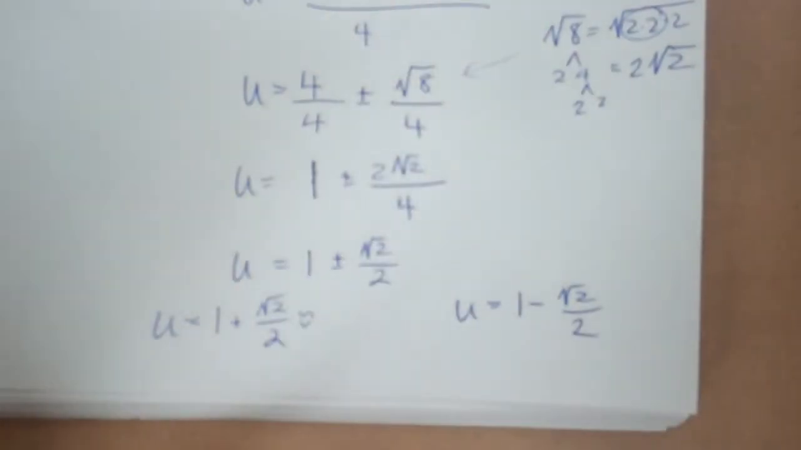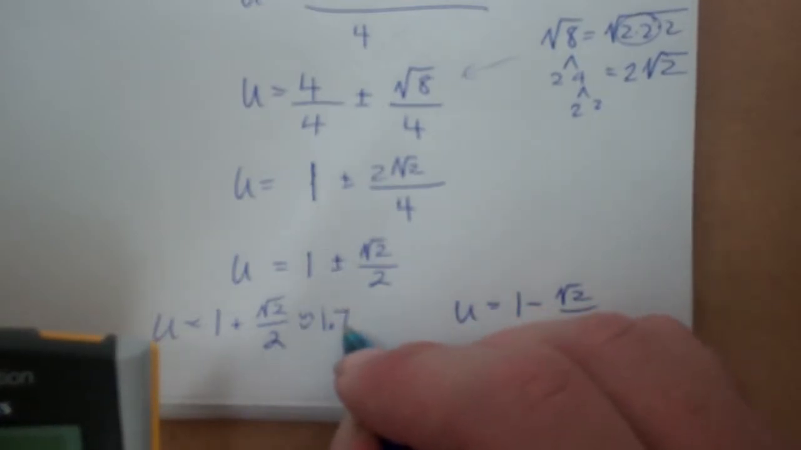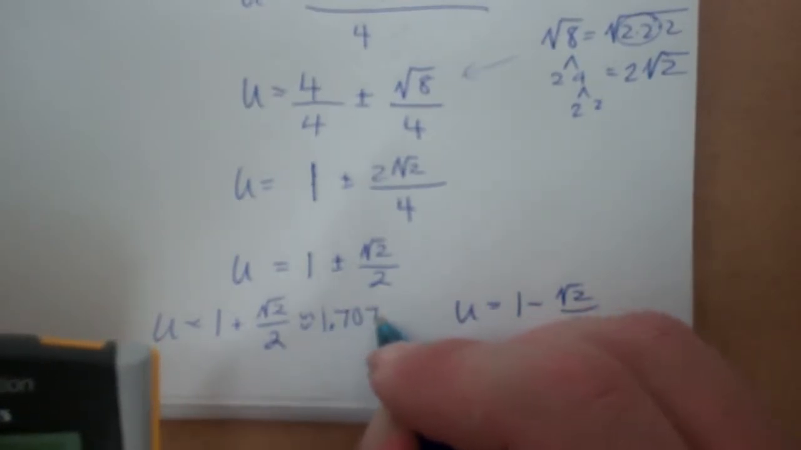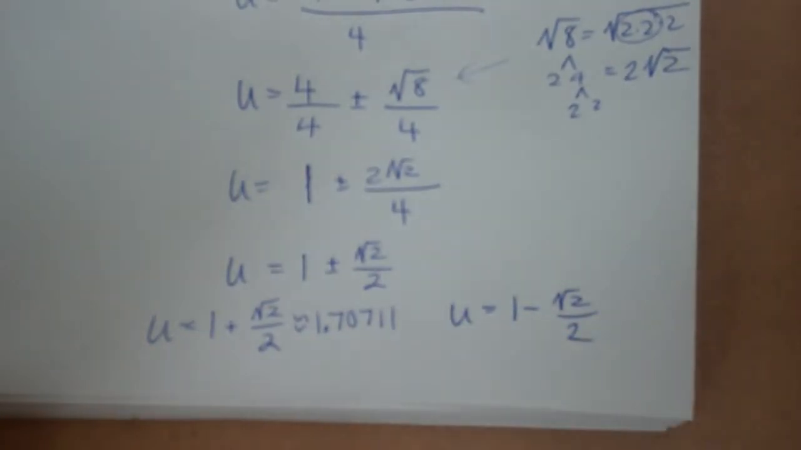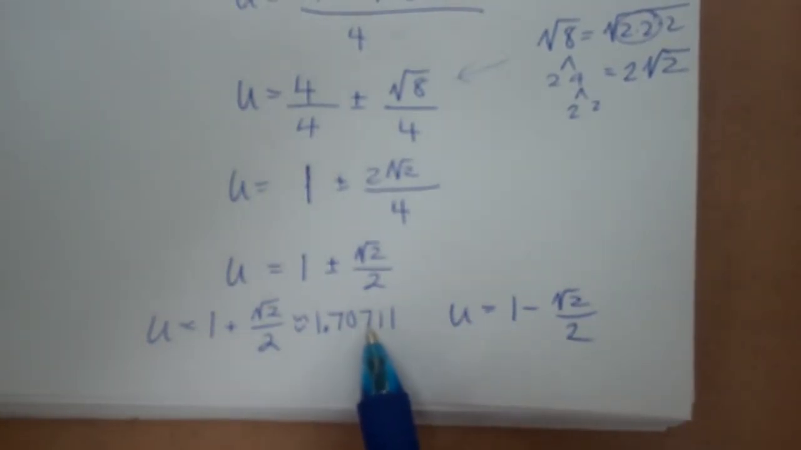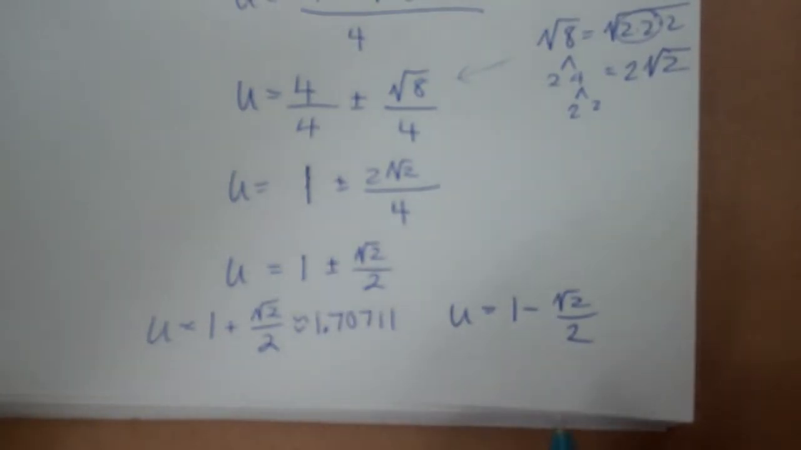1.707106781. So I'm going to say this is approximately 1.7071, rounded to the nearest tens, hundreds, thousands, 10,000s, and 100,000s. I went all the way out to the thousands place.